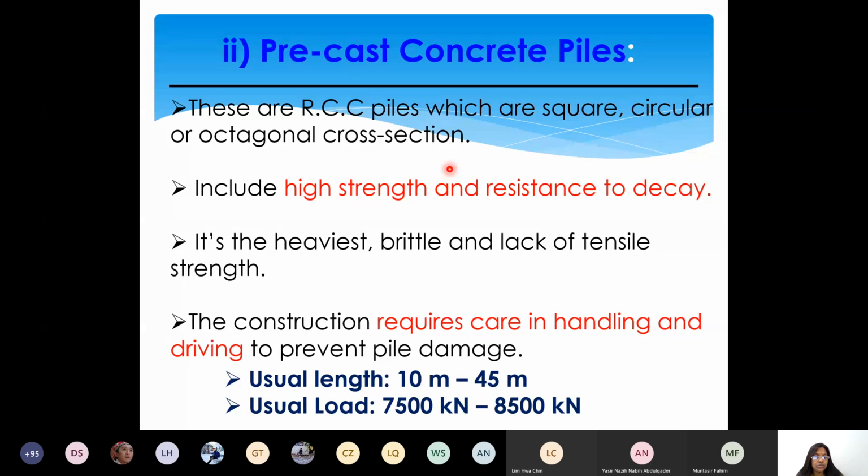Come to precast concrete. It's all about precast only. Precast concrete piles. Okay. These are the RCC piles which are square, circular, or octagonal cross section. Octagonal. What's the number of sides? Octagonal. Quickly.